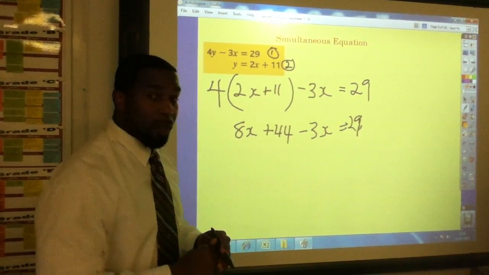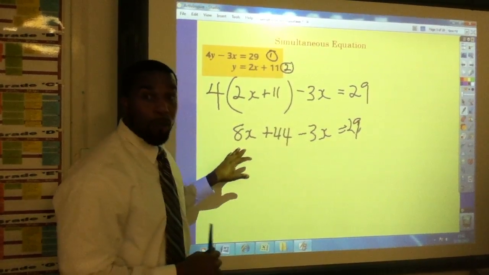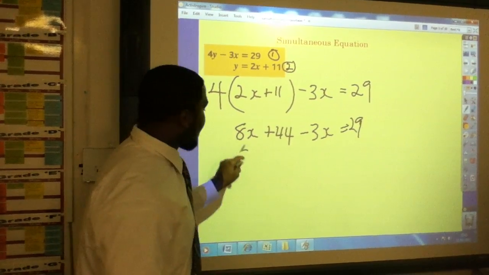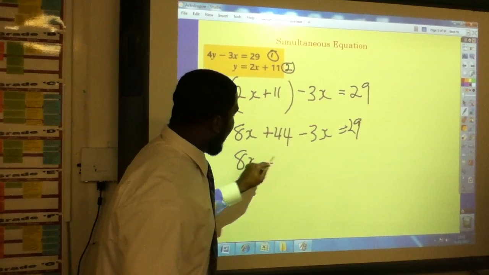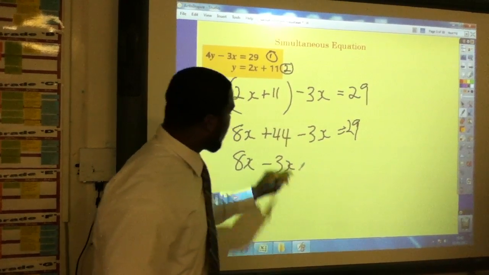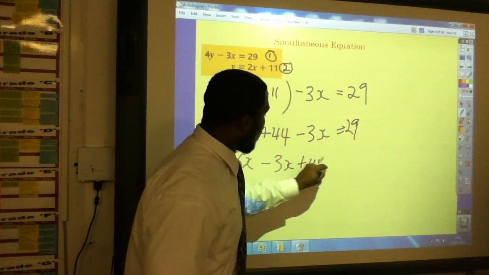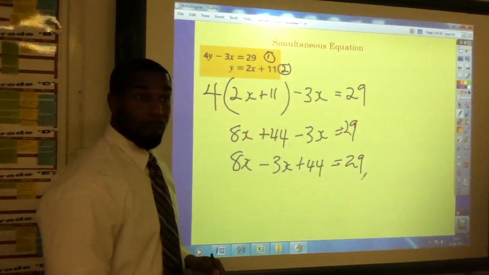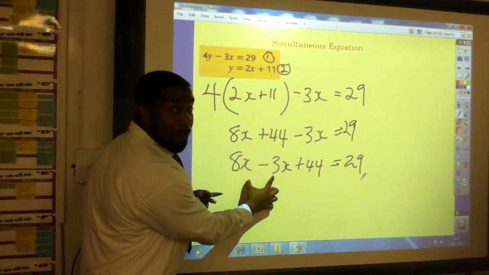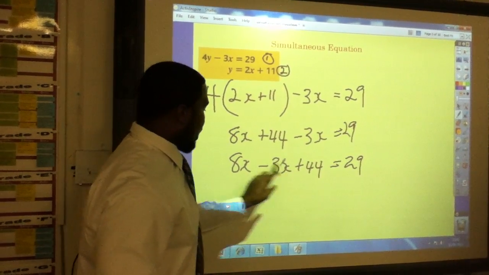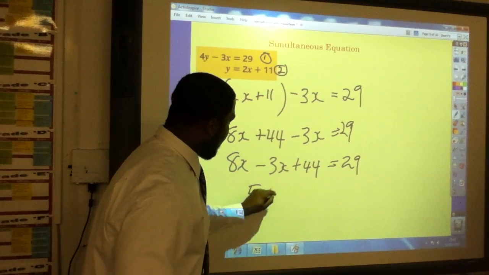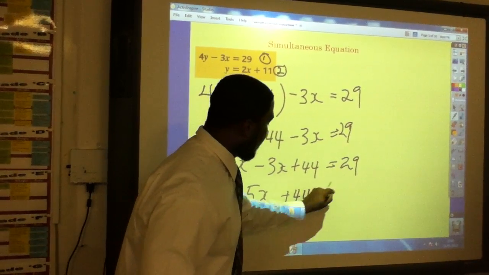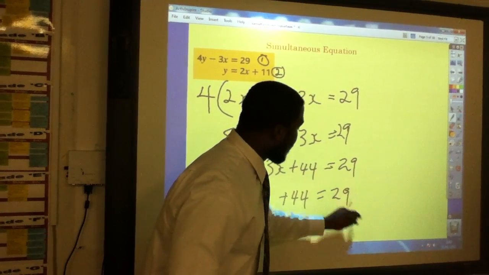The other step is, this is just a regular equation, so we're going to collect our like terms. Put your like terms together. So this is 8x minus 3x plus 44 equals 29. Simplify your like terms. 8x minus 3x gives you 5x. Keep your plus 44 equals 29.